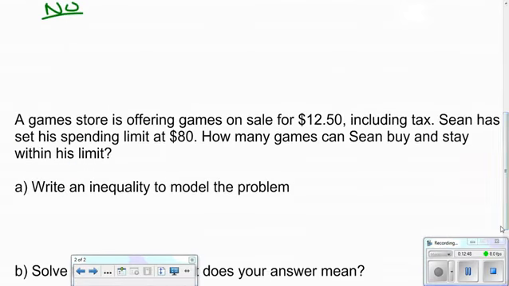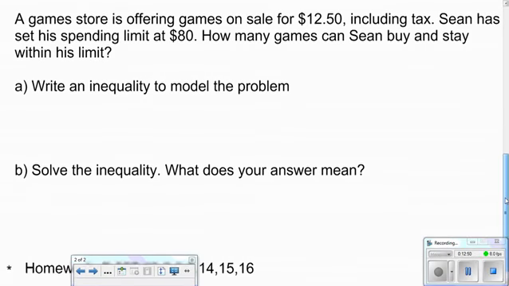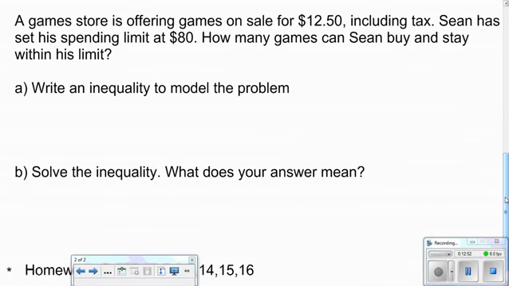Okay, last one. I know this is a bit longer video. A game store is offering a game on sale for $12.50, including the tax. So the tax is already in that price. Okay, you're not paying extra. Sean has his spending limit at $80. That's his limit, so he's not going to go over $80. How many games can he buy and stay within his limit?